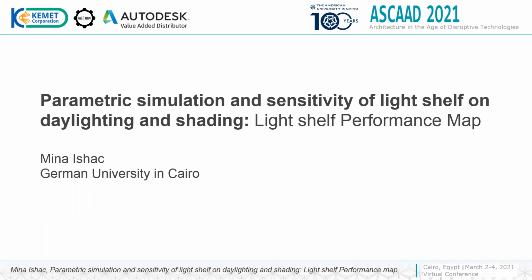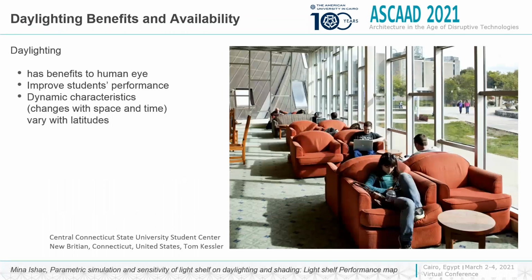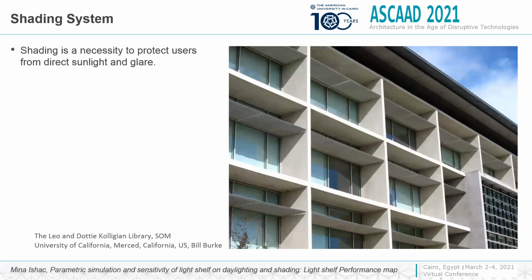The title of my paper is Parametric Simulation and Sensitivity of Light Shelf on Daylighting and Shading: Light Shelf Performance Map. In the beginning, we know that daylighting has many benefits to the human eye and can also improve the performance of students. Besides, it has dynamic characteristics that change over time and latitude. However, it also has to be controlled from direct sunlight and glare.